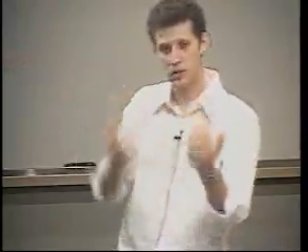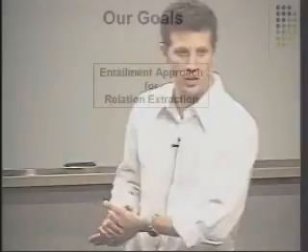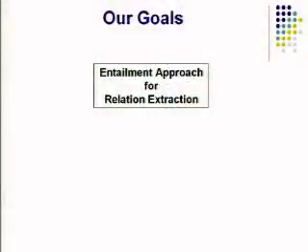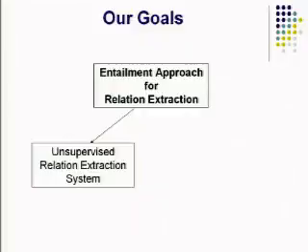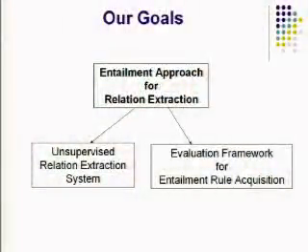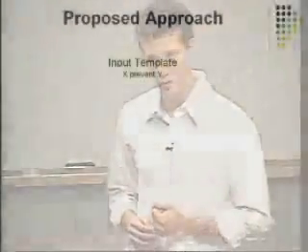If we have candidate pairs for a relation between them, we can put them in with our target template and ask whether the text entails the target template instantiated with these two entities. So our goal is to provide an entailment approach for relation extraction. On one side, we want an unsupervised relation extraction system. On the other hand, we want to provide an evaluation framework for entailment rule acquisition, which we hope will be more objective and better than what we've seen so far. Okay?